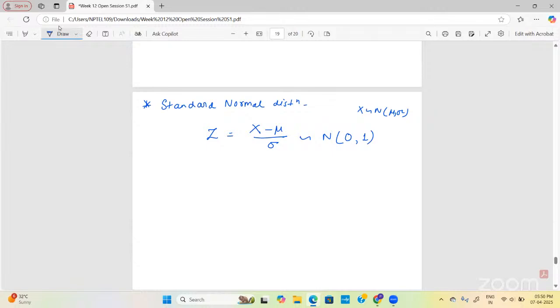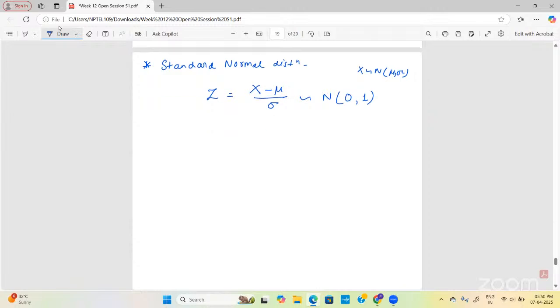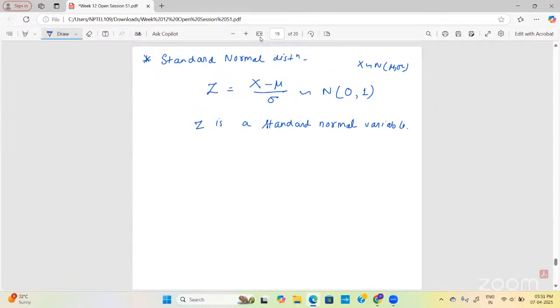Okay, so if any random variable is following normal distribution with mean 0 and variance 1, then it is a standard normal distribution. So we can write that Z is a standard normal variable. Okay, is this clear? Yes. Just a small transformation we have to do, and you will get the standard normal variable. There are few properties of it.